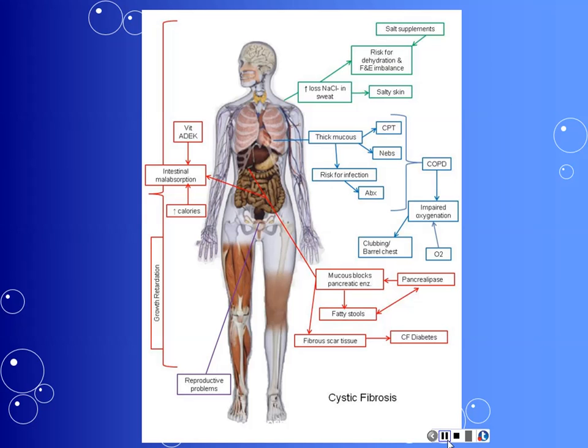We're talking about the sweat electrolytes and the loss of electrolytes. The biggest problem with this is they lose a lot of salt, a lot of sodium chloride in their sweat. It puts them at a big risk for dehydration, fluid and electrolyte imbalance. So if you've got these kids out on the beach or out at Six Flags and things like that, you really have to be replacing those fluids and electrolytes. And you also want to make sure you're not overhydrating them, causing them to become hyponatremic.